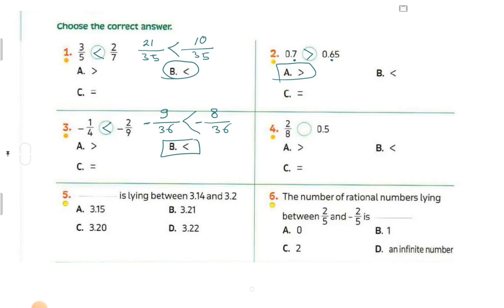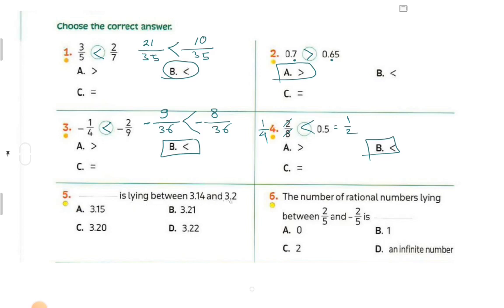Okay. Point 4, 2 over 8 and half, or 0.5. 0.5 equals 1 over 2, right? Okay, 1 over 2, and here 2 over 8 equals 1 over 4. Oh, what's the biggest one? Half or fourth? Of course, half is greatest.